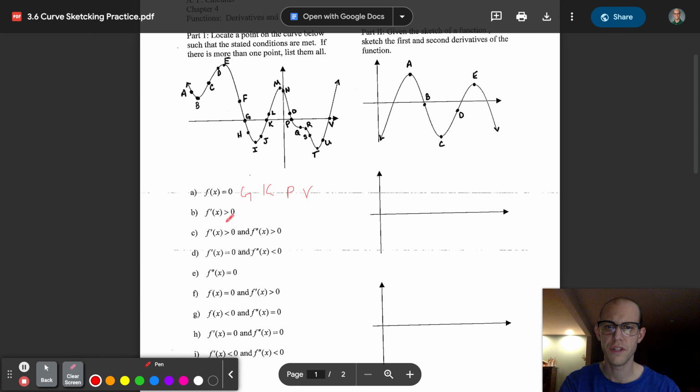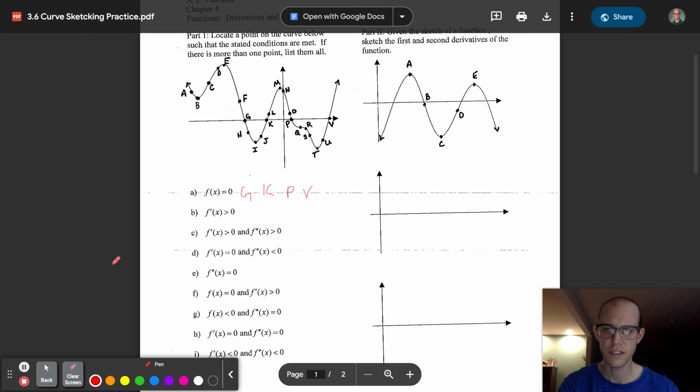Next, we're looking for when the derivative is greater than 0. That would mean the function is increasing. Increasing has to be on the interval. C and D are on the increasing interval. B, I would say, is in the closed interval of the increasing region. So you could say it's increasing from this x value closed to this x value closed, but that point is not.